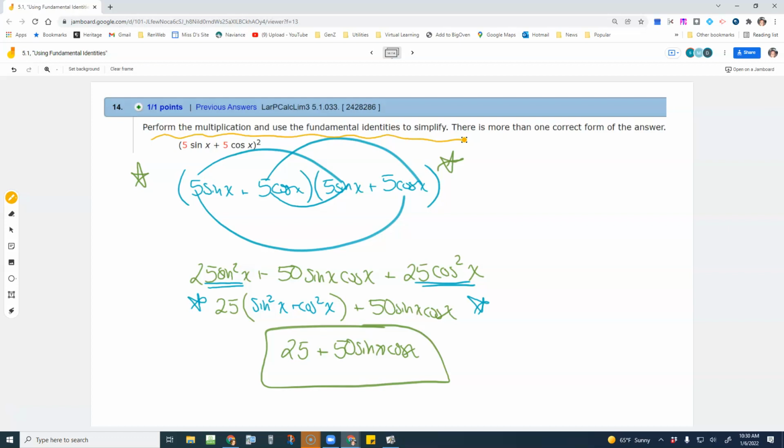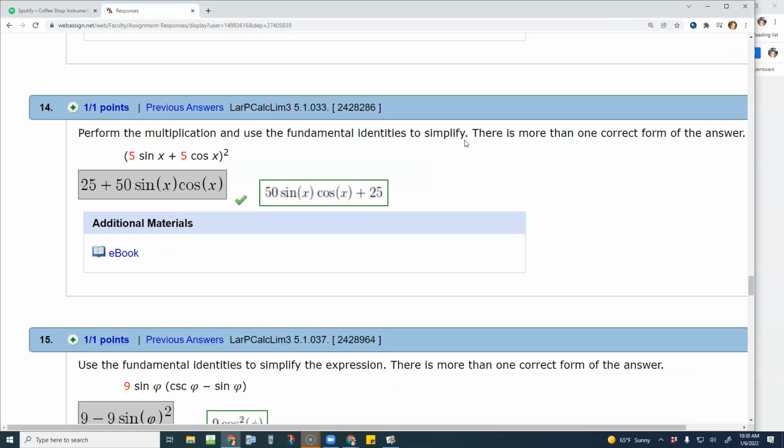Sine squared plus cosine squared is 1. Oh, it's 25 plus 50 sine x cosine x. Sure, I mean, factor out the 25. I don't know. Did they do that? Possibly. Nope, they left it. It's okay.